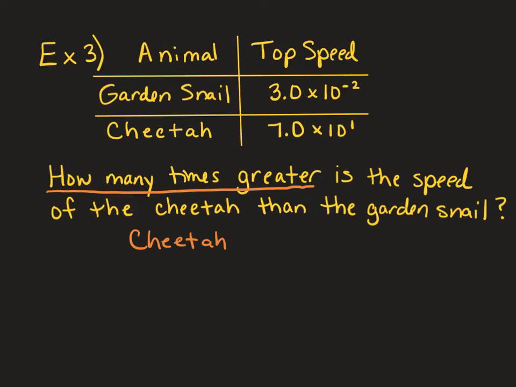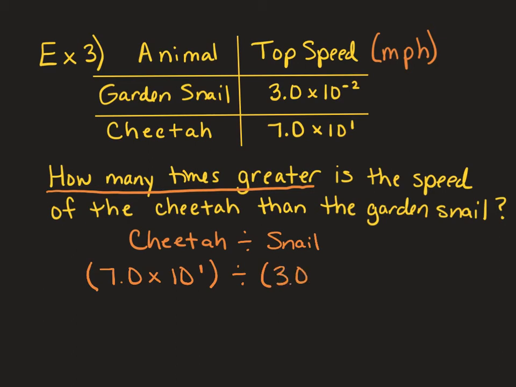So we are going to take the cheetah and divide by the speed of the snail. And I will note here this top speed, I should have noted earlier, is in miles per hour. And so we have the speed of a cheetah is 7.0 times 10 to the 1st power. So that's really 7 times 10, which is about 70 miles per hour, divided by the speed of a snail, which is 3.0 times 10 to the negative 2nd power. So that's going to be 0.03 miles per hour, so very slow. And we can go to our calculator and plug this in.